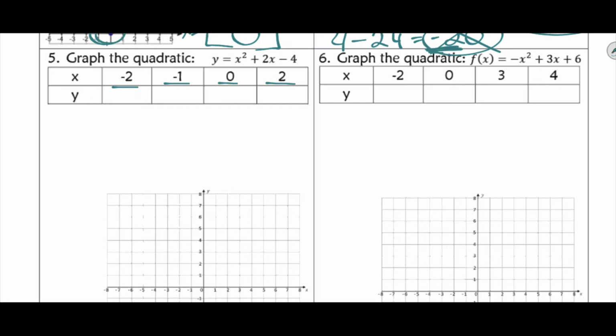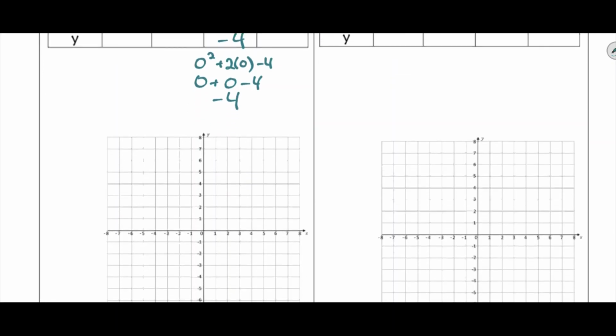I'm going to take negative 2. Actually, let's start with the easy one. I'm going to plug in 0 first. So I plug in 0 for that and that. 0 squared plus 2 times 0 minus 4. 0 squared is 0. 2 times 0 is 0. Minus 4, 0 minus 4 is a negative 4. So that's one of the coordinates that's on this curve. 0, negative 4.